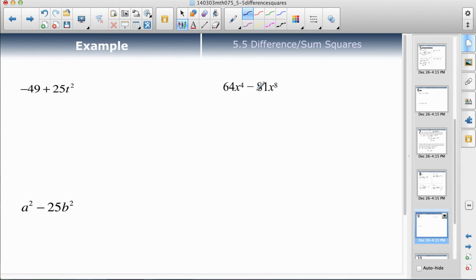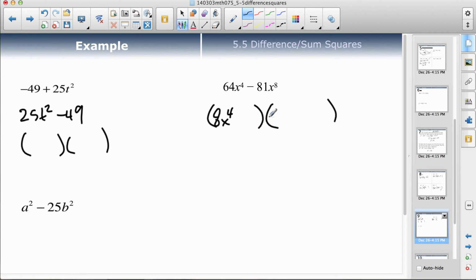Maybe this one here might be a good one to try, because there's a couple little things that can happen with it. You could try these ones too. Notice this one isn't a difference, but if you were to rewrite it, 25t squared minus 49, then you could do the difference of squares thing. Let's try it with this one though. So 64, that would be 8x to the 4th, oh no, 8x squared and 8x squared. 81 to the 8th would be 9x to the 4th, 9x to the 4th. One's positive, one's negative. Done. Could do the same thing there.